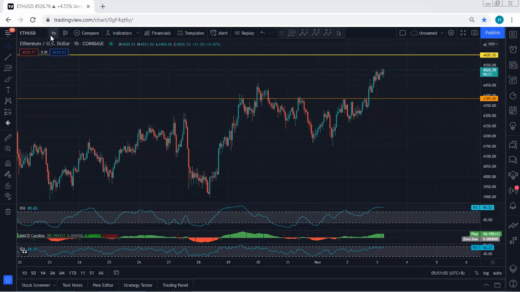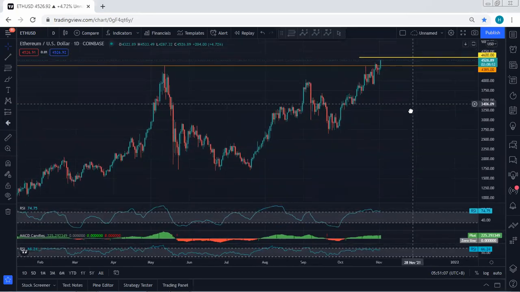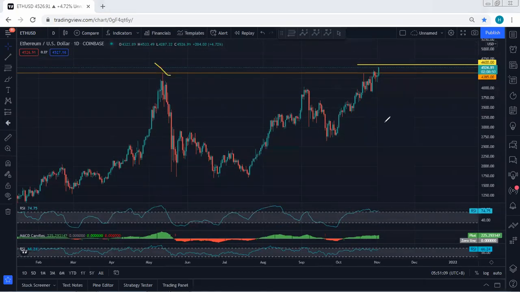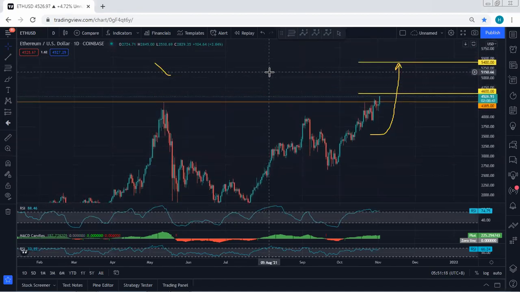Anyway, I think it's better we move to the daily chart. If we move to the daily chart, as we can see, the price broke the previous all-time high. Right now, the only thing is we need to see the breakout of the 4.6. With the breakout of the 4.6, the next level I'm looking for is 5.4. All right, this is what I'm looking for.